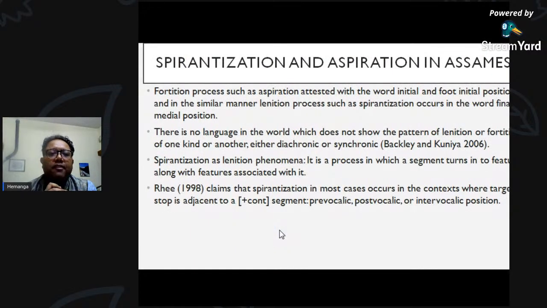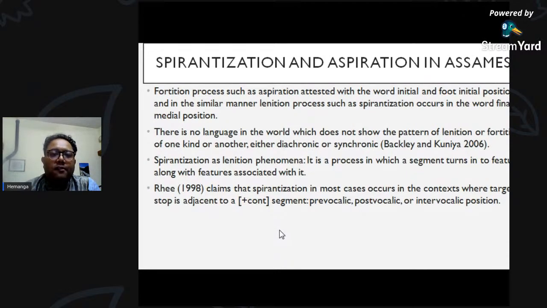Now let's see spirantization and aspiration in Assamese. Spirantization is mostly a weakening phenomenon. There's a concept in phonology called fortition and lenition. Fortition is mostly the process of strengthening, and lenition is mostly the process of weakening. Among fortition processes, aspiration, the extra puff of air, is attested in word initial and foot initial position, and in a similar manner the lenition process of spirantization occurs in word final or medial position.